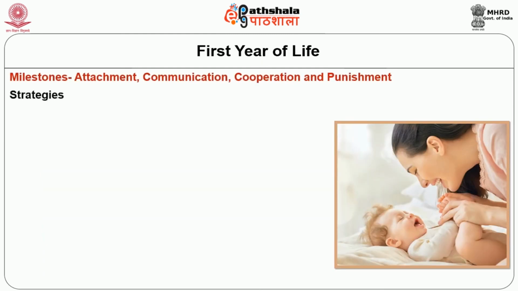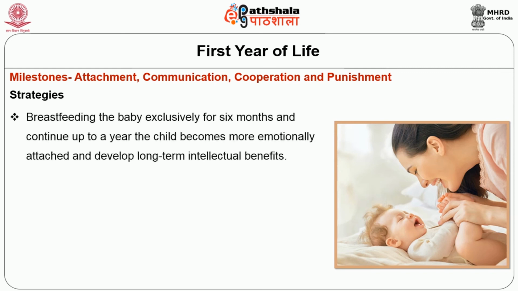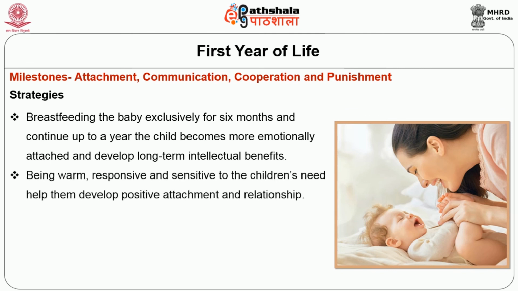On to the first year of life, you have to understand that the milestones to be accomplished are attachment, communication, cooperation, and punishment. So the strategies are breastfeeding the baby exclusively for 6 months and continuing up to a year. The child becomes more emotionally attached and develops long-term intellectual benefits. Second way of responding is being warm, responsive, and sensitive to the children's needs, which helps them to develop positive attachment and relationship.